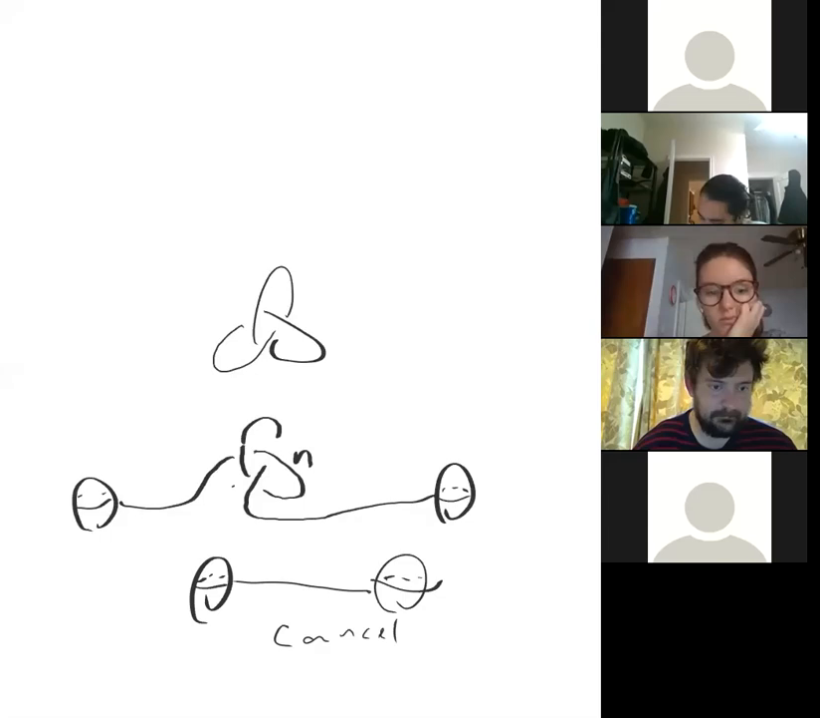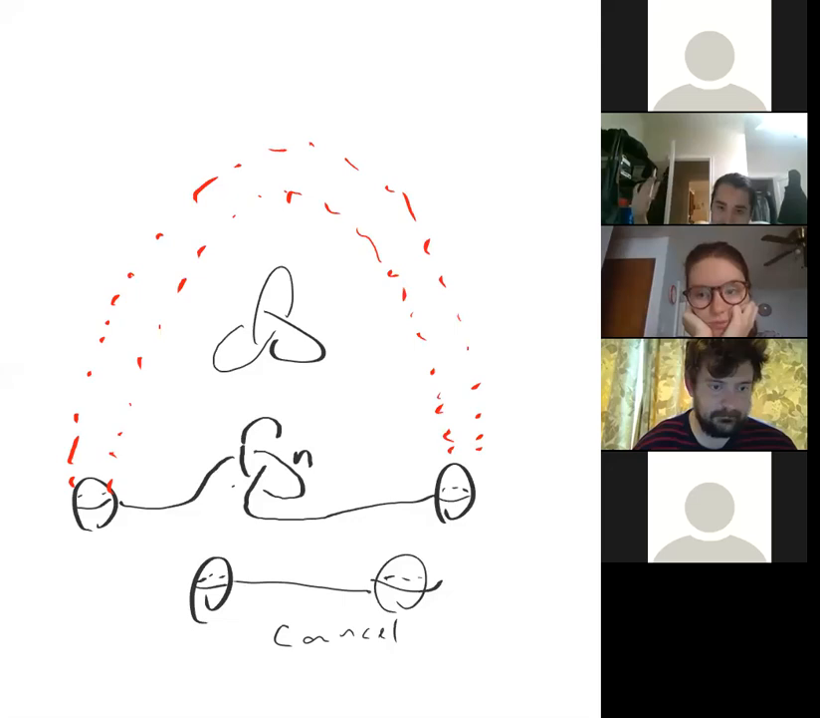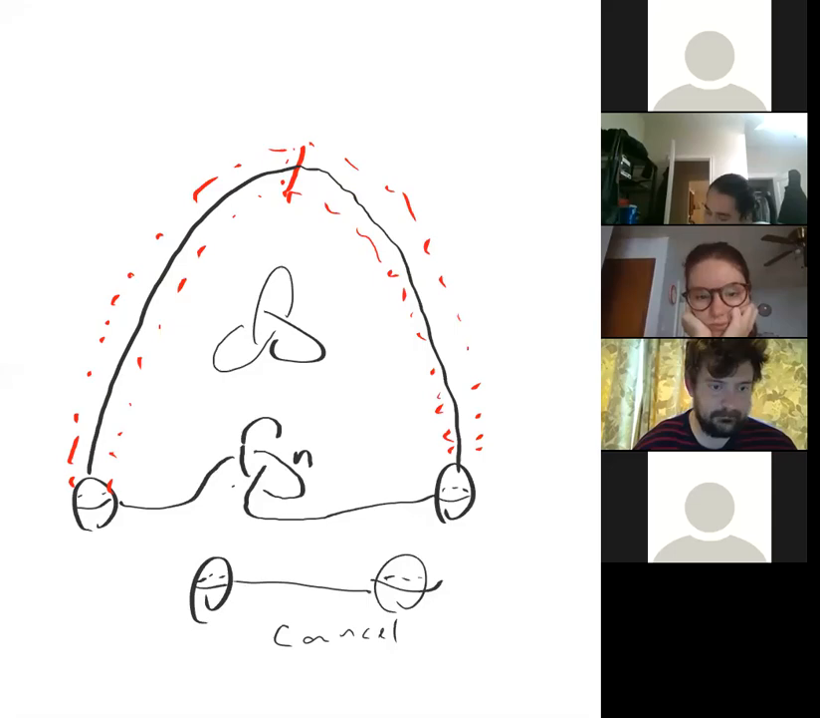this red drawing is not in the S3, so it goes above it. So this is the one handle that's sort of above our picture. The belt sphere is up here. And the attaching sphere of the two handle runs along it, it intersects in one point. That's why this also cancels. I'll just erase all this.